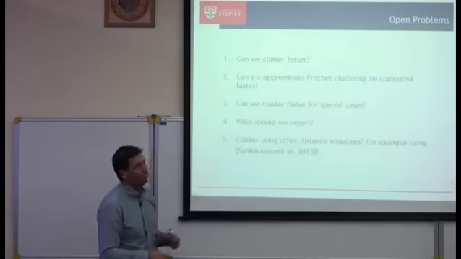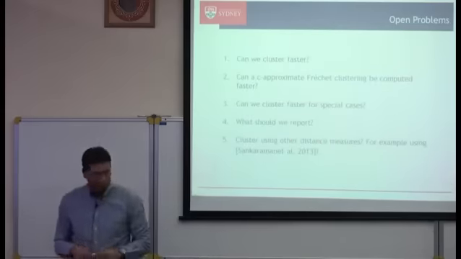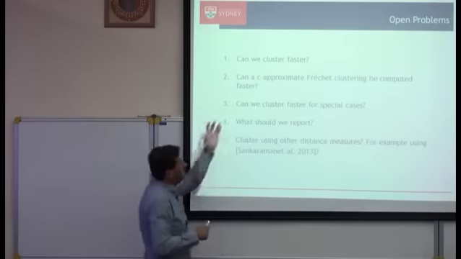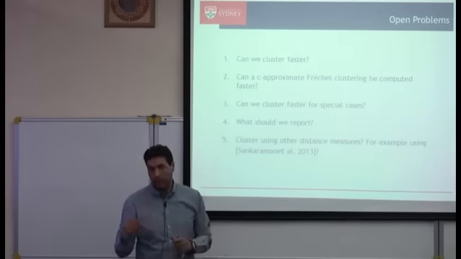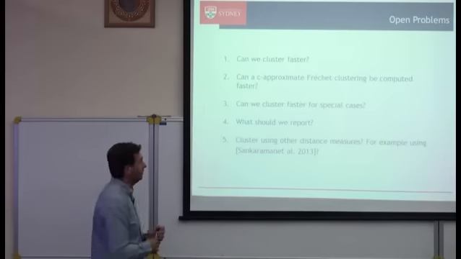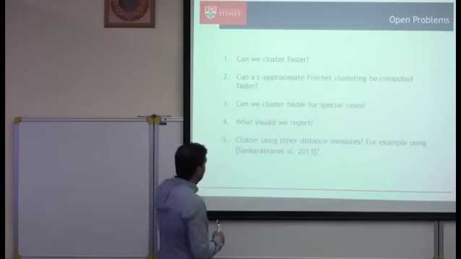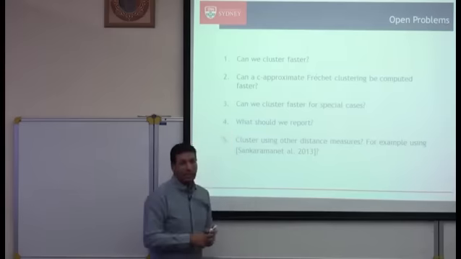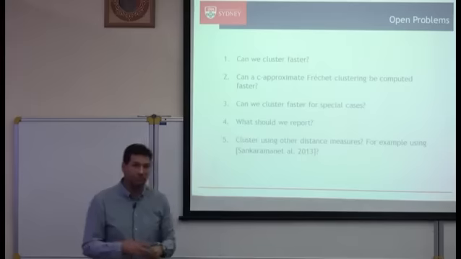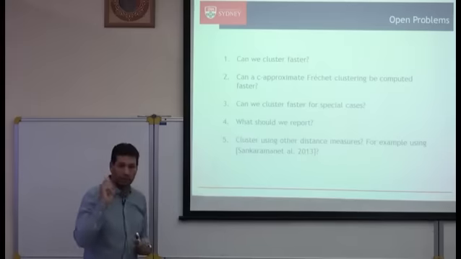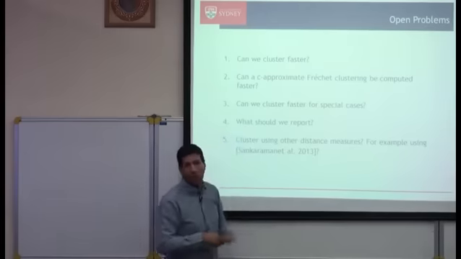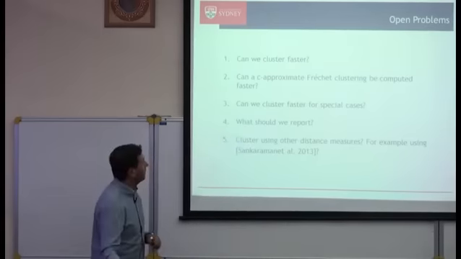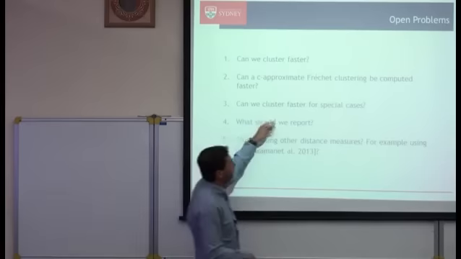Okay. So there are a lot of very nice open problems here. The obvious question is, can we cluster faster? This is still very slow. Can we do this much, much faster? Can we even get a good approximation faster? So now we approximate the Fréchet distance, so we allow the Fréchet distance to be twice of what is required. But could you do some other approximation? Or can we cluster faster for special cases?